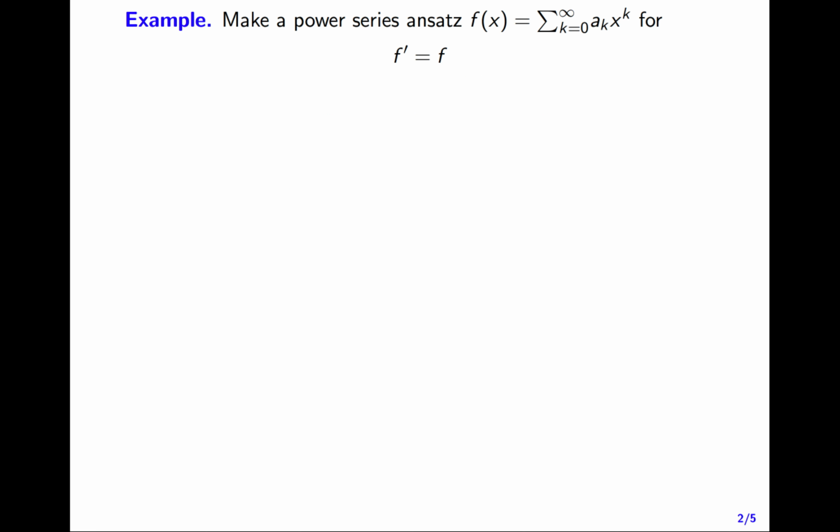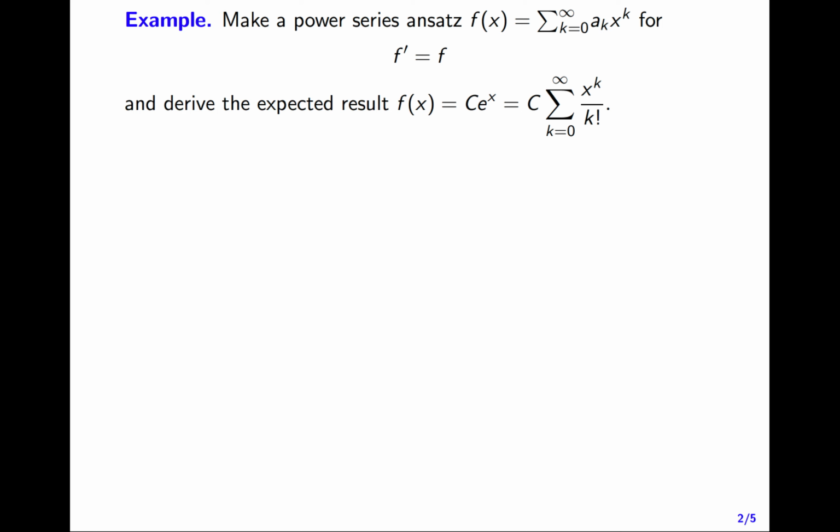So we're going to look at an extremely easy example in this first video, f prime equals f. And we're going to guess that f of x has the power series expansion sum k equals 0 to infinity of ak times x to the k. So for simplicity, we're centering this power series at x equals 0. And of course, we want to get the expected result. f of x is a constant times e to the x, which is a constant times the sum k equals 0 to infinity of x to the k divided by k factorial.